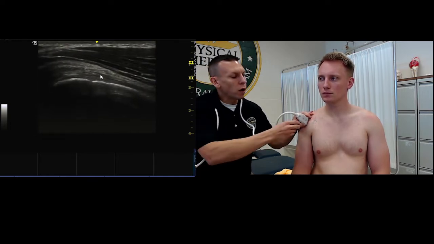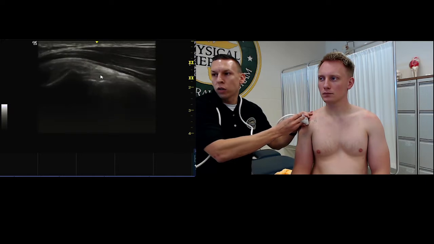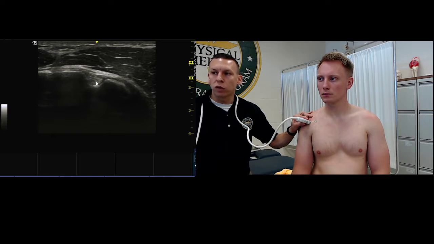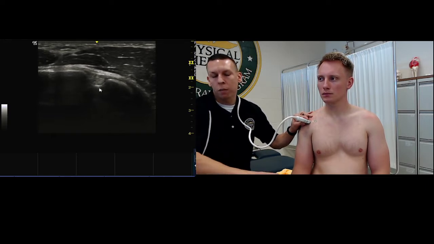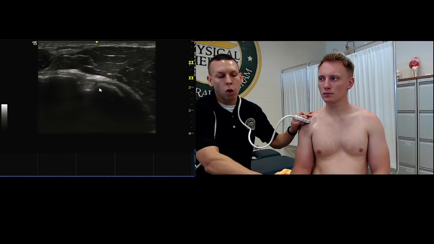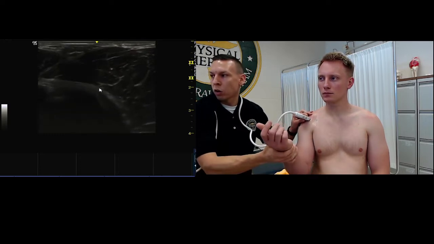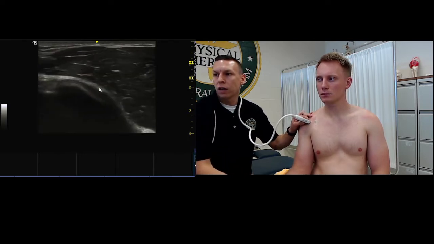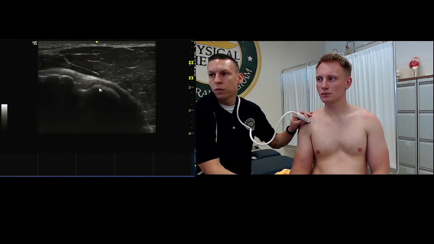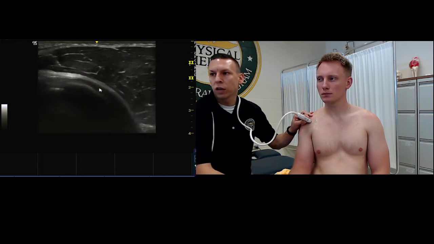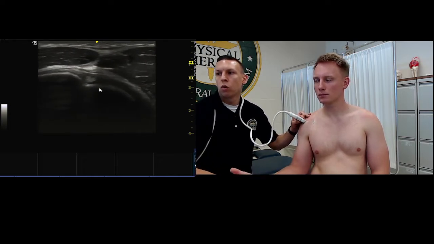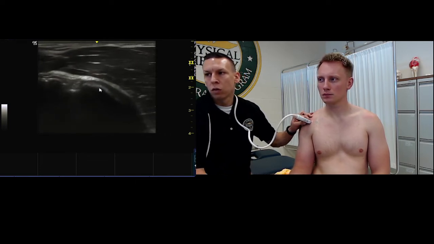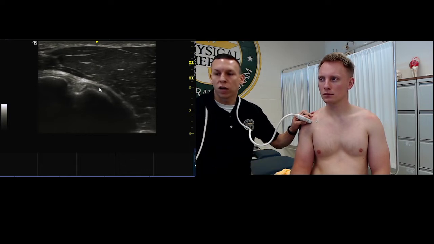Okay, so after we've looked at it in long and short, we're going to turn our probe back into short axis. And now what we want to do is dynamically look at it and make sure it remains in the bicipital groove. And so all we're going to do with our patient is take their arm and externally rotate it. I'm going to do it down here. As they rotate it, you see it'll move out of screen, and so you have to move your probe with them to make sure it just stays in that groove. And that's all we're looking for. Just make sure it does not sublux out.